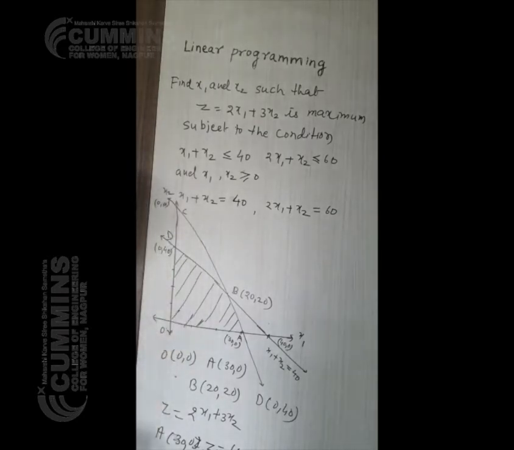So Z is maximum for the point 0, 40. If we put the value of x1 as 0 and the value of x2 as 40, we get Z maximum. So this is the way to find the x1, x2 where Z is maximum.